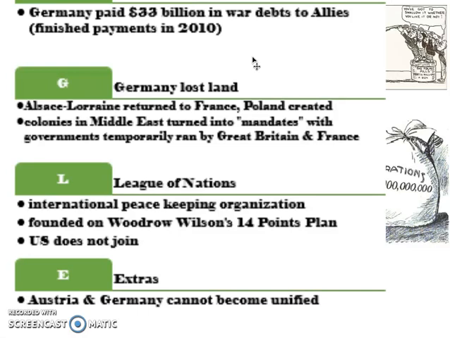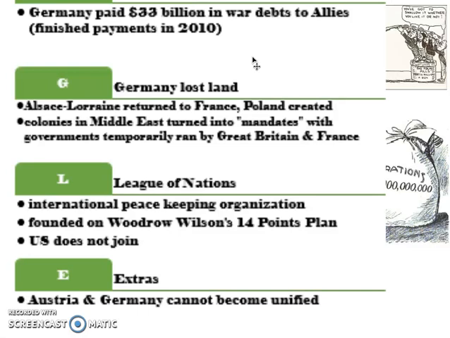And they also take all of Germany's colonies. Germany and the Ottoman Empire and the Austro-Hungarian Empire all lose their colonies, and they turn them into mandates. So the mandate system is basically colonies that were given to France and Great Britain. So Great Britain receives Iraq, Transjordan, and Palestine, and the French receive Syria and Lebanon.